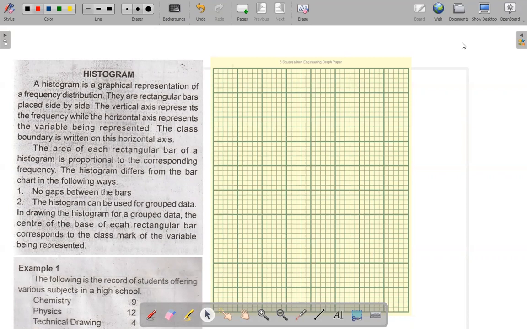The histogram differs from the bar chart in the following ways. Number one, no gaps between the bars. And number two, the histogram can be used for group data. So how do we draw a histogram?